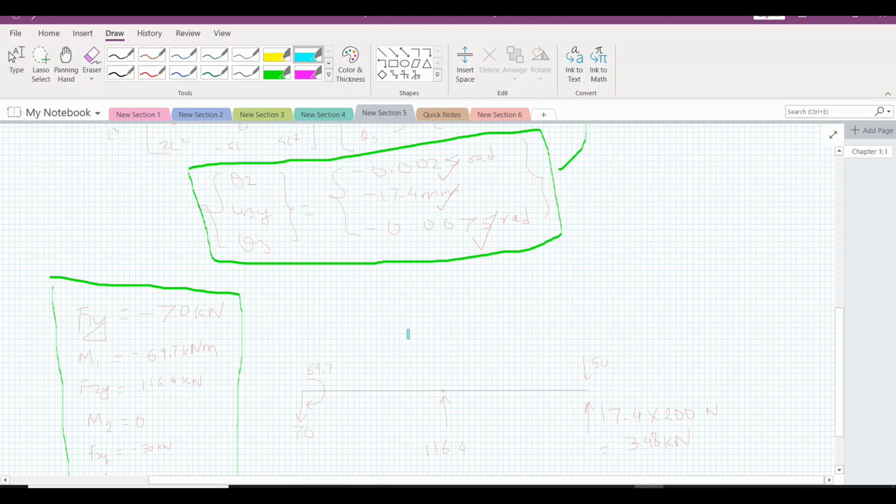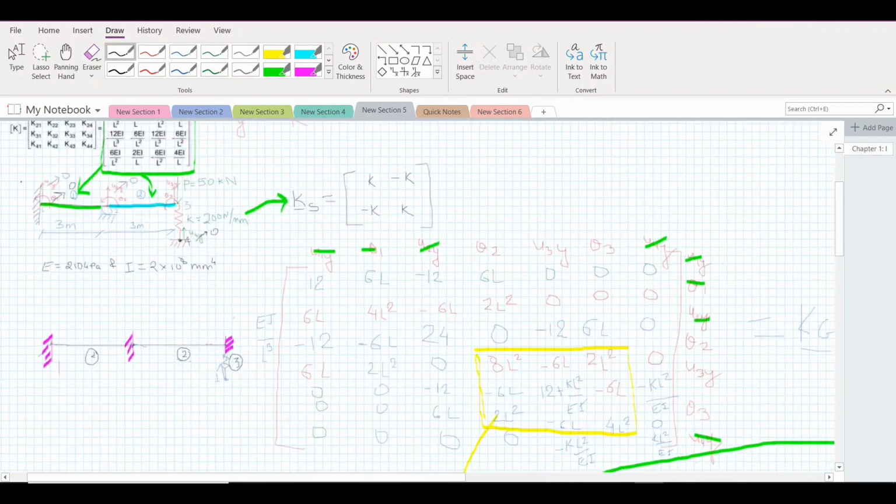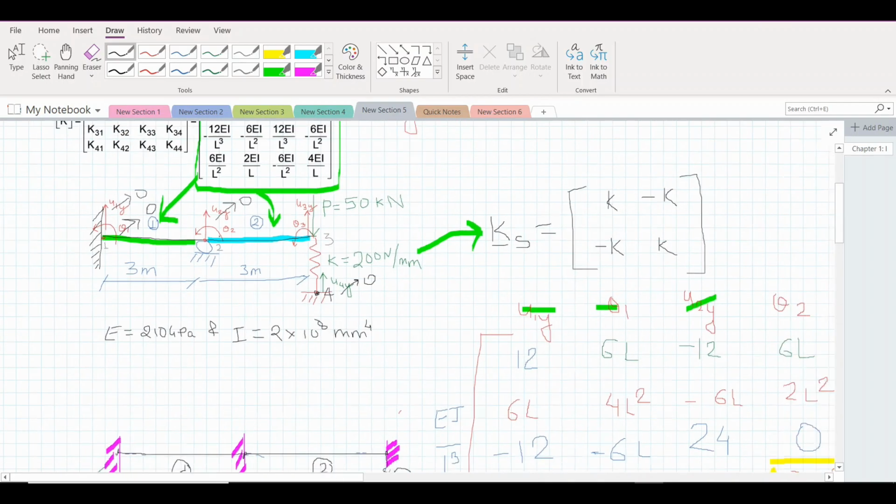Since our convention is anti-clockwise positive, this one and this one turned out to be clockwise. Our beam is going to bend something like this, where this is our clockwise angle theta, and there will be another angle here which will be equal to theta 3. This is u3y. Now we'll model this beam in ABAQUS and see what we get.